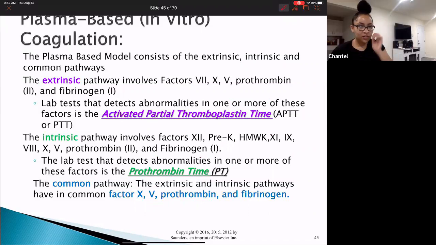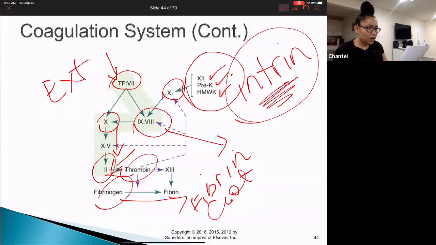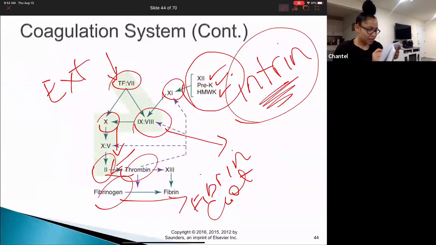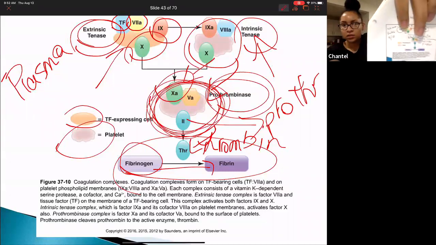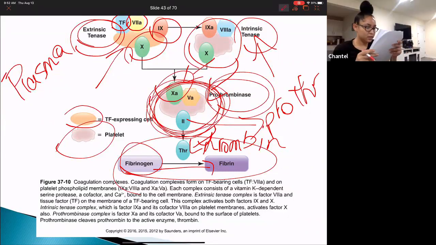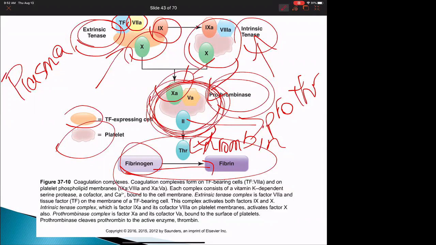I have a question. At the top one, there's no factor 11 in the previous model, this one. Which one? This one that I have on the screen? Yeah. It's just a diagram. It's just skipping to factor 9 and factor 8.